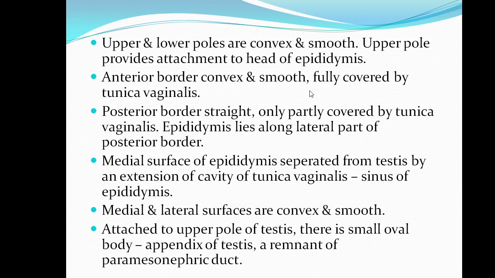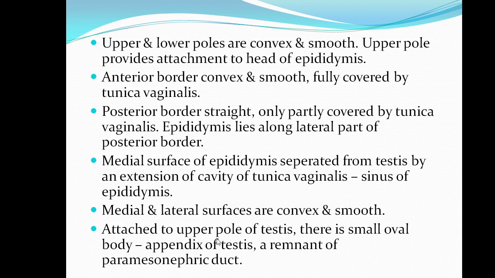The anterior border is convex and smooth. It is fully covered by tunica vaginalis. The posterior border is straight, and it is only partly covered by tunica vaginalis. Epididymis lies along the lateral part of the posterior border. The lateral surface of the epididymis is separated from the testis by an extension of the cavity of the tunica vaginalis, that is the sinus of the epididymis. The medial and lateral surfaces are convex and smooth.